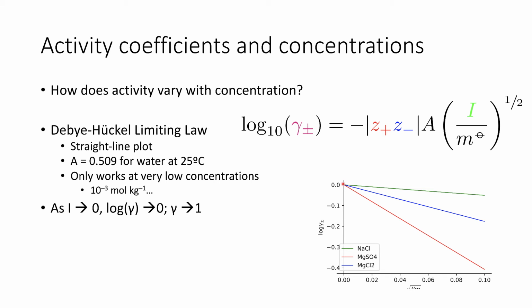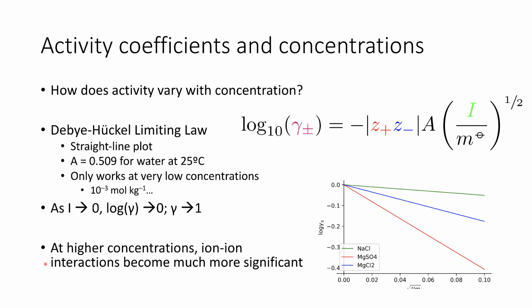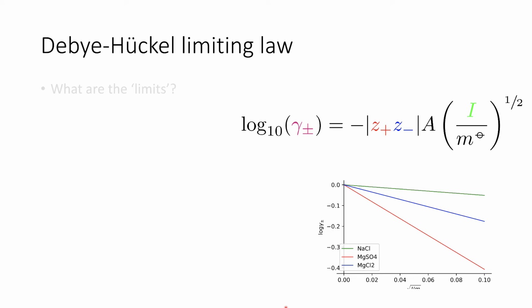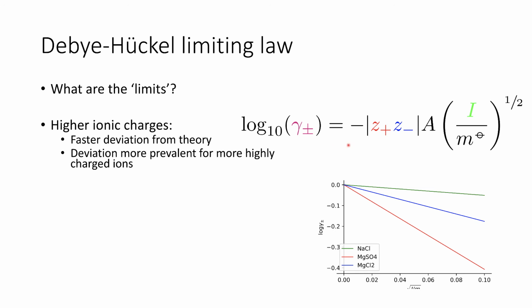As we increase the concentration, the activity decreases. The reason for this is that at higher concentrations, ion-ion interactions become much more significant. The long-range effects of ionic interactions affect the way in which the solution behaves. Exploring the Debye-Hückel limiting law further, we need to think about what the limits are in this. So what can we look at? Well, let's think about what happens with higher ionic charges. The higher the charge, the faster the ionic strength grows, but also the faster this component grows as well. We get a faster and faster deviation from theory.